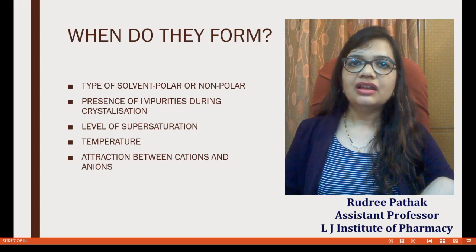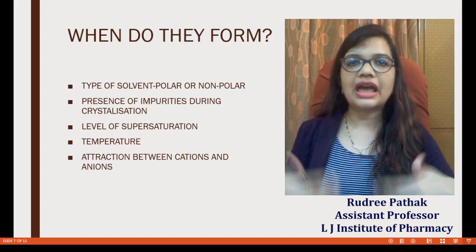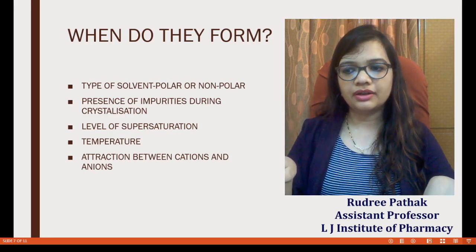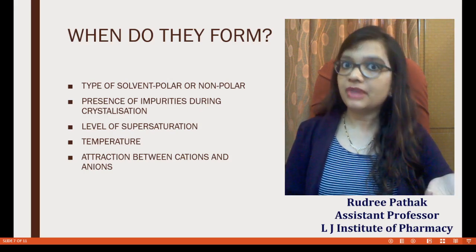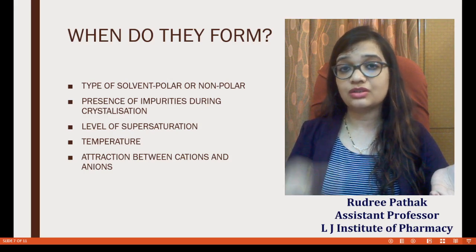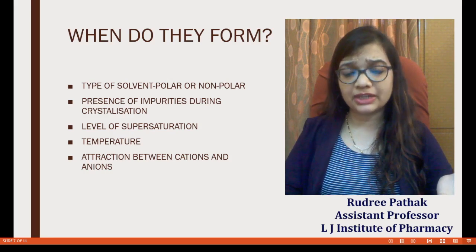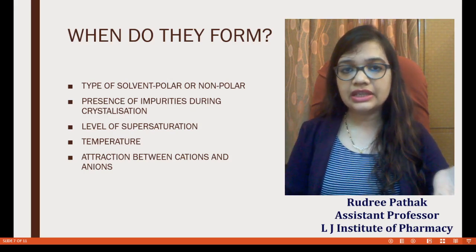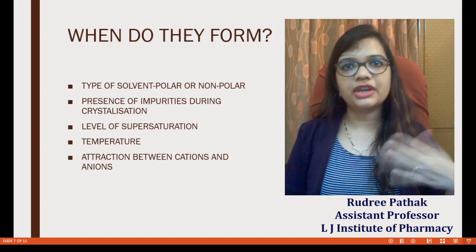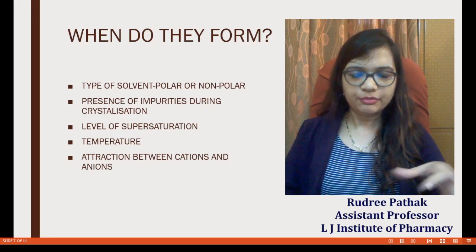Fine. Then the level of supersaturation, how much amount of salt you are keeping or adding for crystallization to take place, that is also going to affect the overall polymorphism process. Then temperature, it is very important, because the next slide is going to justify why temperature is so important for crystallization or polymorphism to take place. We are going to talk in detail about that. Then the attractive forces between cations and anions, which are utilized for preparation of crystals, that is also going to affect the overall polymorphism process.